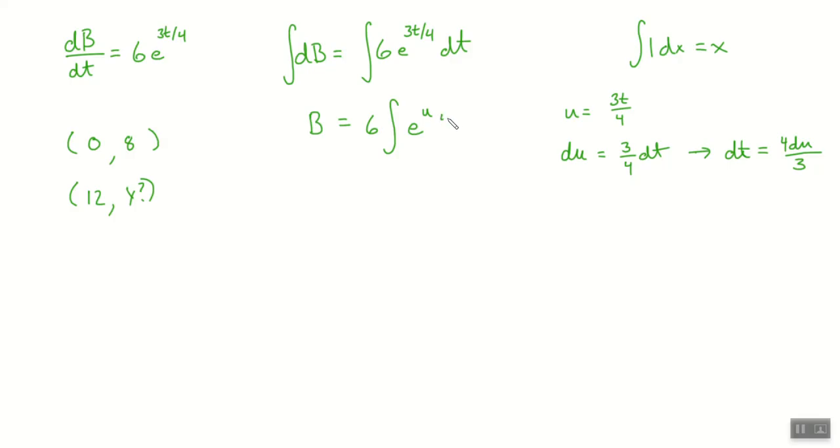Four-thirds du. Love it. Anything else come out? 4/3. So we're just going to work one line further. B is equal to, what's 6 times 4/3? 24 over 3, or 8. And now it's just the integral of e to the u du.